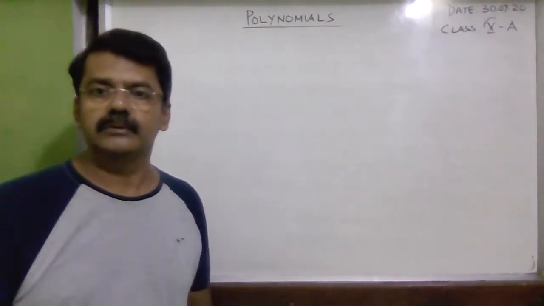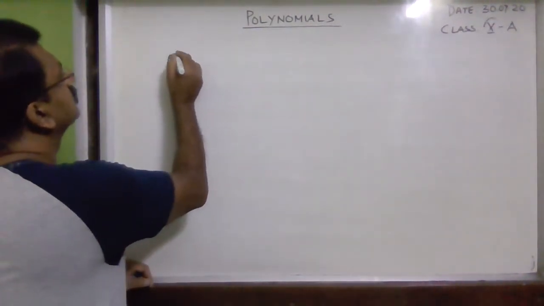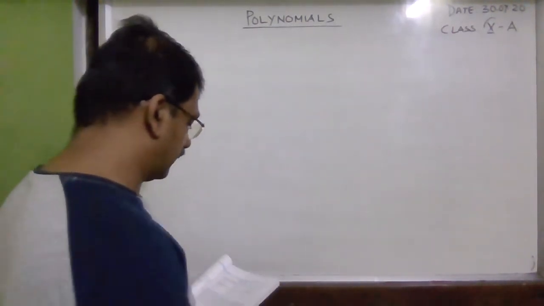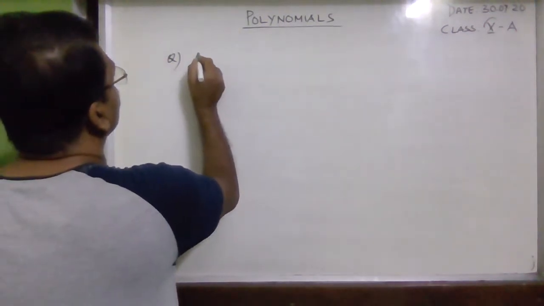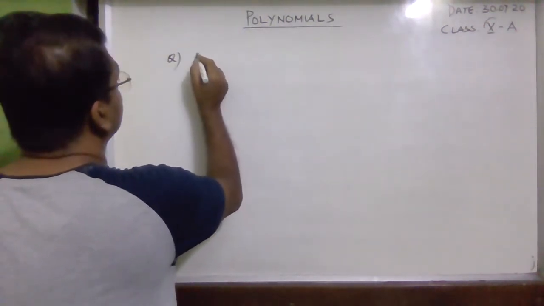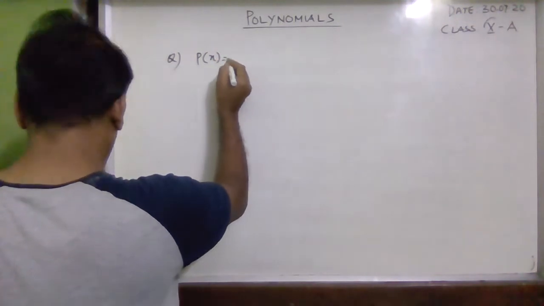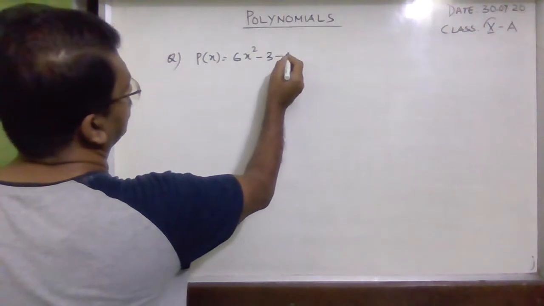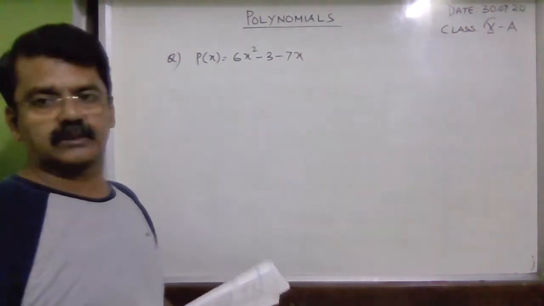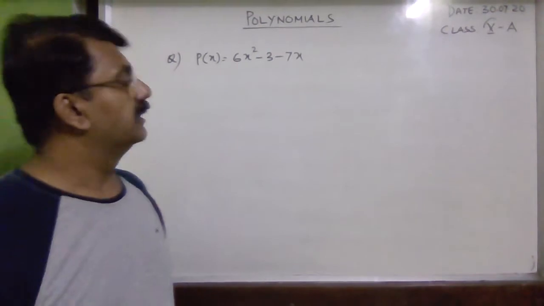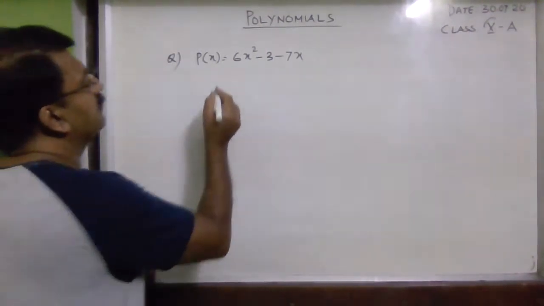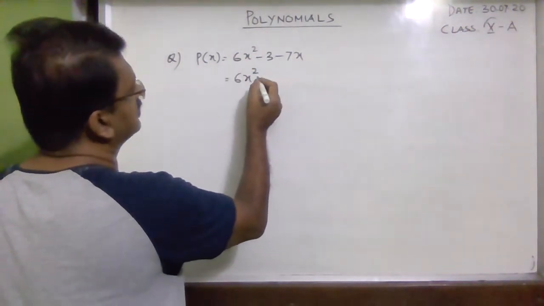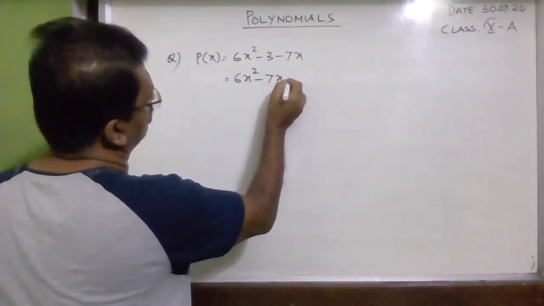Now the next question. The next quadratic polynomial is 6x square minus 3 minus 7x. First of all, you write it as descending powers of x: 6x square minus 7x minus 3.